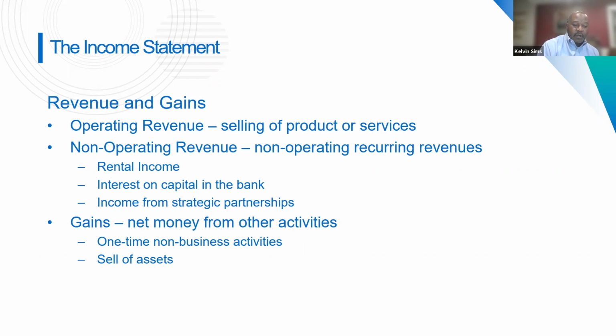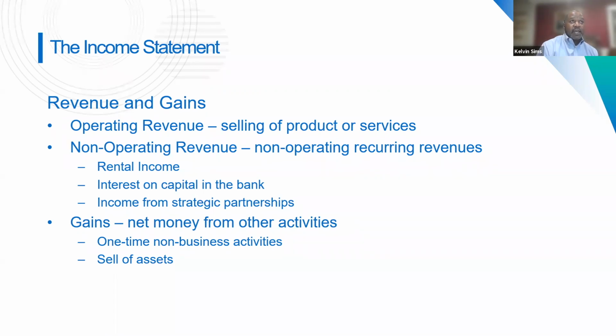If you partner with another business and you are getting some revenue or some gain from that business, that would be considered a non-operating revenue, meaning you don't need that revenue to operate the business. On the first one, to operate the business, you're going to need that revenue. That's what the business was set up for, to make money from those products or those services that you are providing.